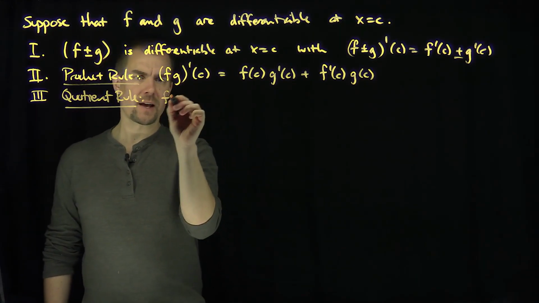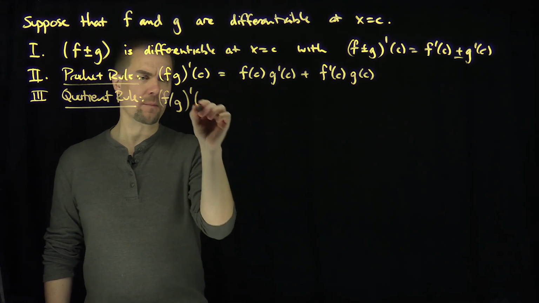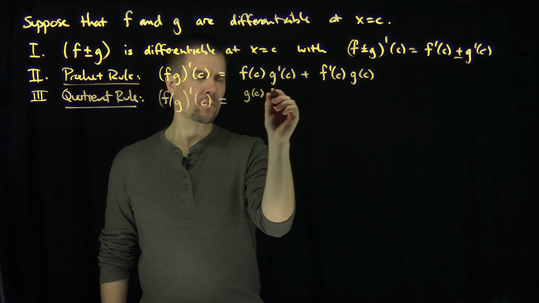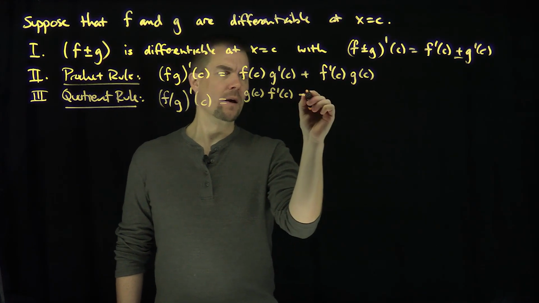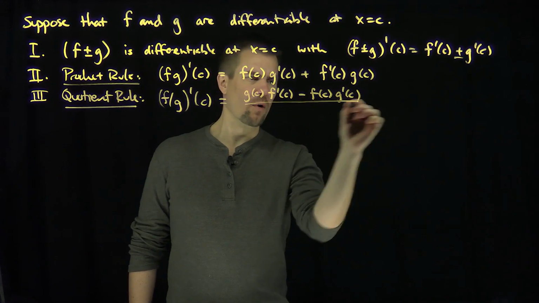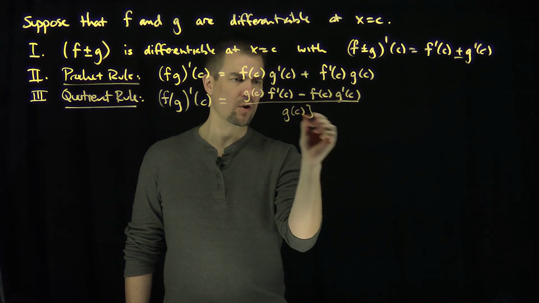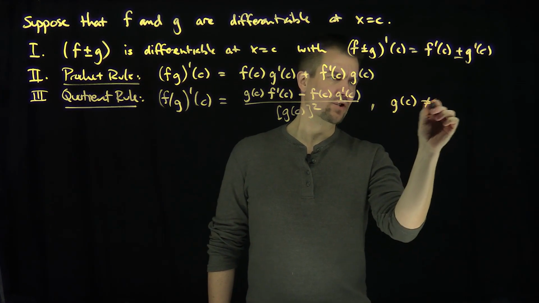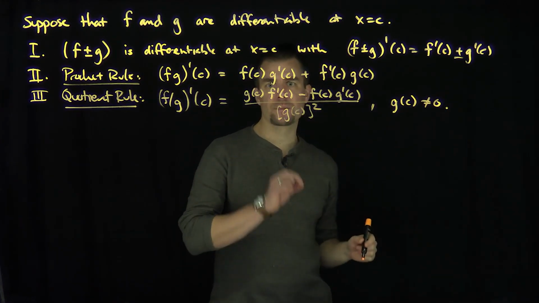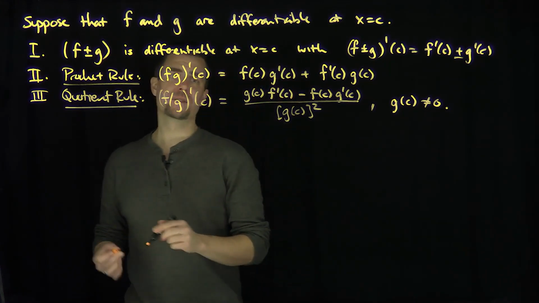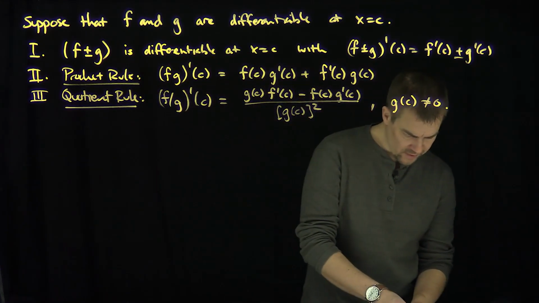And the quotient rule states that (f over g) prime of c is g of c, f prime of c, minus f of c, g prime of c, over g of c quantity squared. The key assumption here is that g of c is not equal to 0. So it's the bottom times the derivative of the top minus the top times the derivative of the bottom, over the bottom squared. That's the quotient rule. Let's give some proofs of these things.